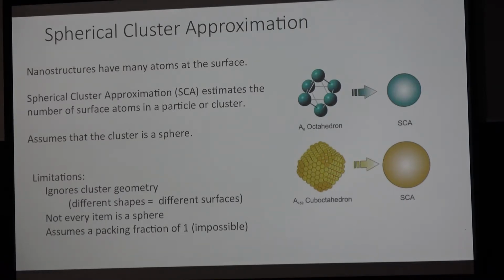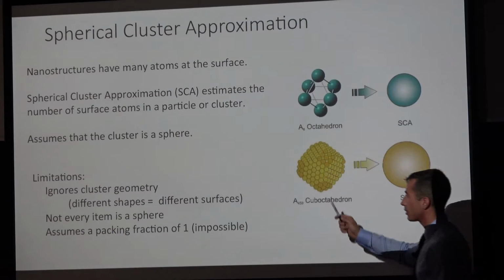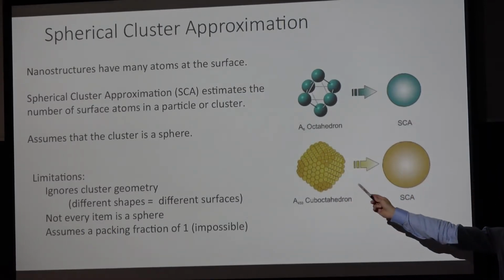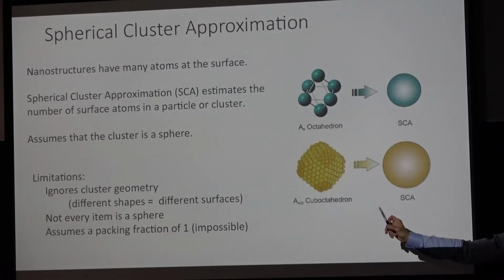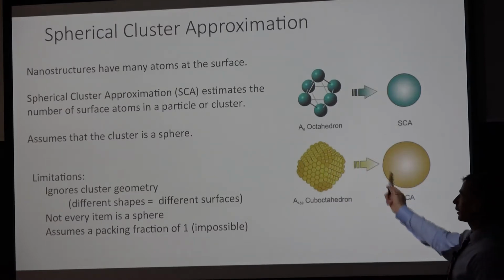Okay, so again, nanostructures have many atoms on the surface, and so this estimates how many of those surface atoms are present. It has a number of flaws. First of all, it assumes all of your clusters are a sphere. And as we just showed, not everything is a sphere. So you generally would only want to use the spherical cluster approximation model for things that are roughly spherical.